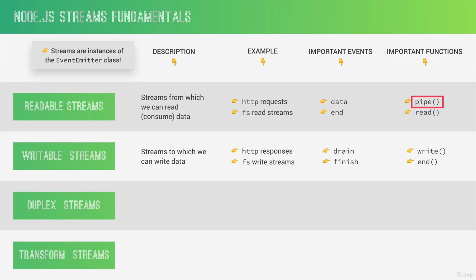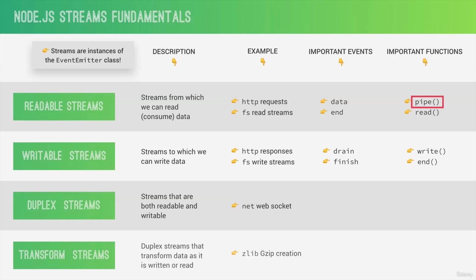And the most important functions are the write and end functions, some of which you will see in action in the next lecture. Now quickly about duplex streams, they are simply streams that are both readable and writable at the same time. These are a bit less common, but a good example would be a WebSocket from the net module. A WebSocket is basically just a communication channel between client and server that works in both directions and stays open once the connection has been established.